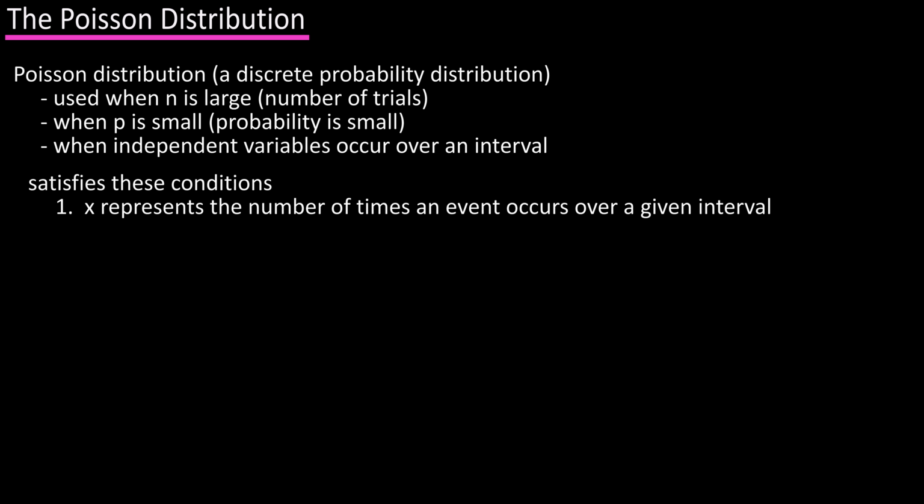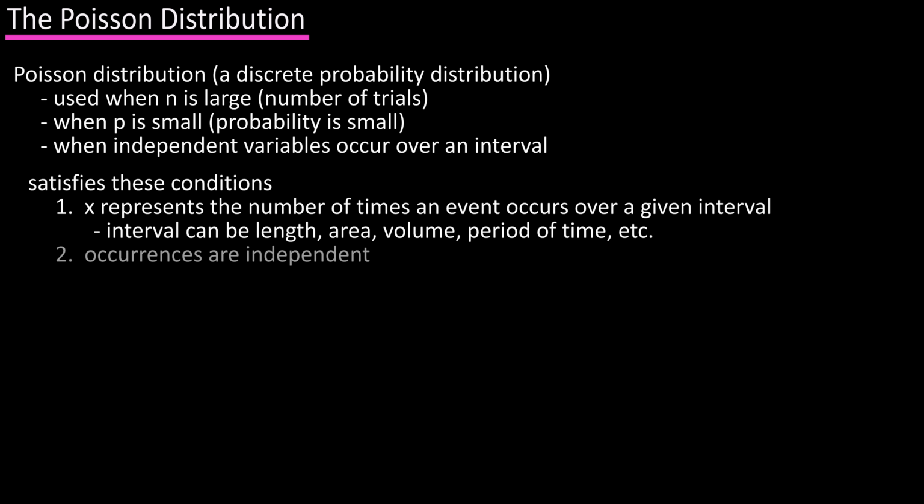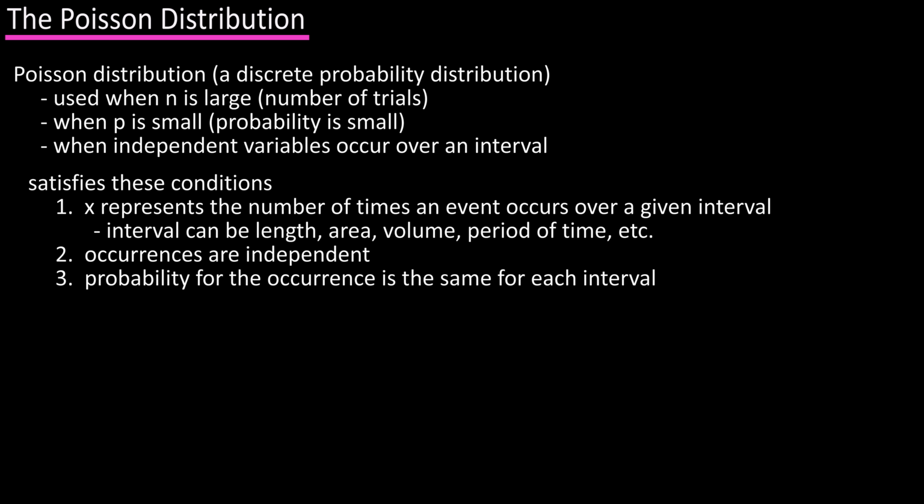The Poisson distribution satisfies these conditions. Number one is that the random variable x represents the number of times an event occurs over a given interval. An interval can be length, area, volume, period of time, and so on. Number two is the occurrences are independent of one another. Number three is that the probability for the occurrence is the same for each interval. And number four is that the average number of occurrences over an interval is known.